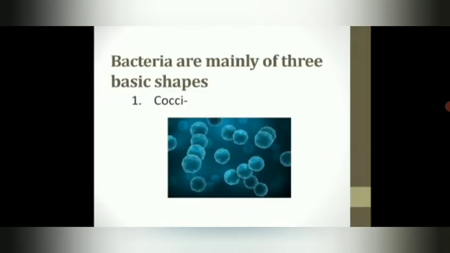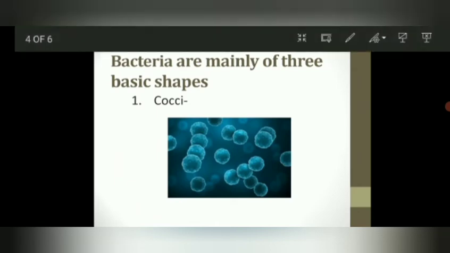Bacteria are mainly of three basic shapes. The first one is cocci. Cocci means round in shape. Here you can see the bacteria, they are round in shape. Am I right? So this is called cocci. The singular form of cocci is coccus. Now the next one.